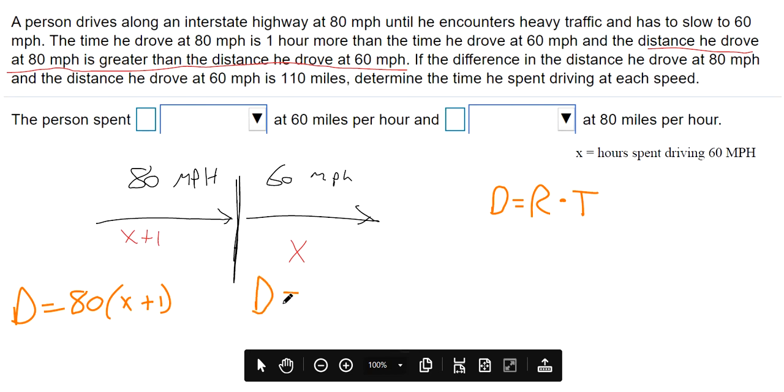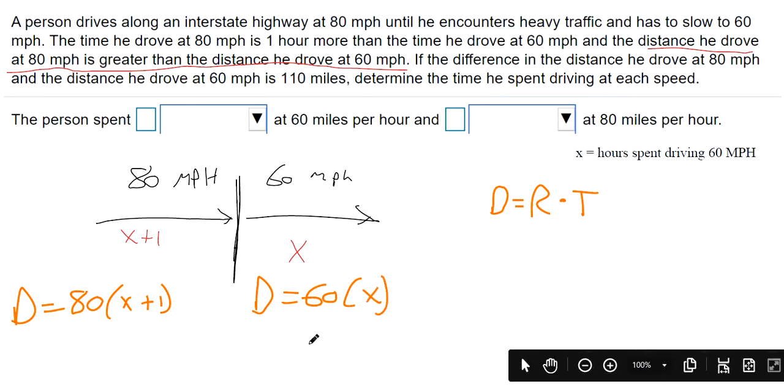The distance we drove going 60 miles per hour is the rate times the time. And you don't really need the parentheses there. That's just to emphasize that they're multiplying. So we're told that the difference means subtraction, right? So if you were to take the 80 miles per hour distance, which is this, that's the distance we drove at 80 miles per hour, and you find the difference, which means you subtract the distance driven at 60 miles per hour, that's supposed to equal 110 miles.